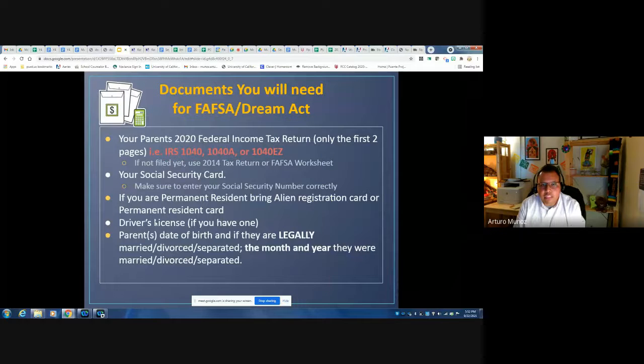These are the documents that you will be needing for your FAFSA or the DREAM Act. Your parents' 2020 federal income tax, which would include the IRS 1040 or the 1040A or the 1040EZ. If not filed yet, use the 2014 tax return.